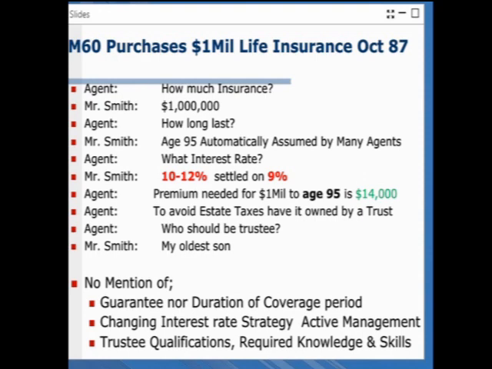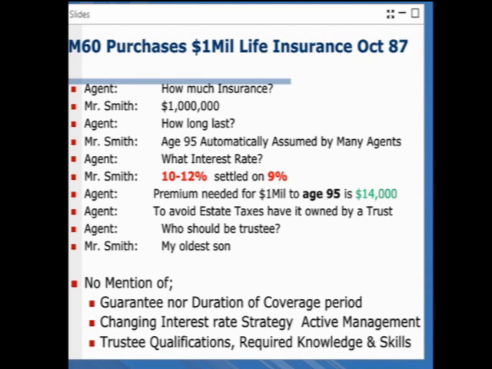Well, when interest rates may have been 12, 13, 14%, one might have thought that a 10 to 12% interest rate was reasonable. Hopefully, some of the agents or brokers brought it down a little bit more, down perhaps to an 8 or 9%. So, for an individual to have purchased $1 million of coverage to age 95, I didn't say guaranteed, just to age 95, that premium would have been $14,000.